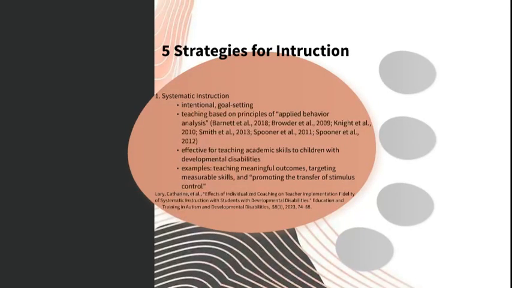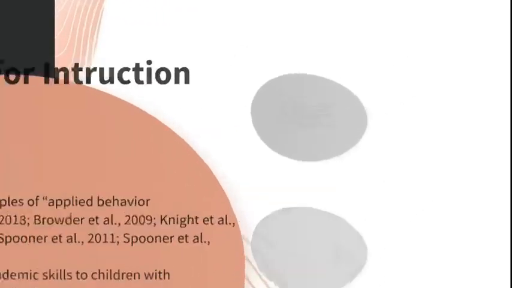Alright, so for number 1, we have systematic instruction. Being an intentional and goal-setting educator is important, especially in the classroom with students who have EBD. So systematic instruction is teaching based on principles of applied behavior analysis. This practice is effective for teaching academic skills to children with developmental disabilities. Some examples of this are teaching meaningful outcomes, targeting measurable skills, and promoting the transfer of stimulus control, which means teaching the students how to engage in positive behaviors independently.